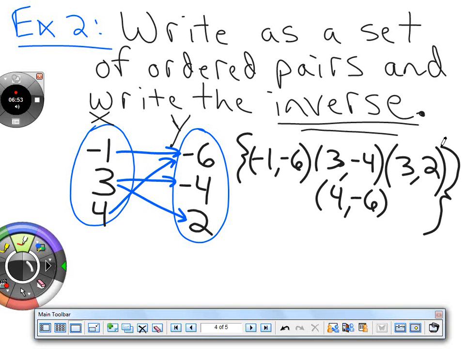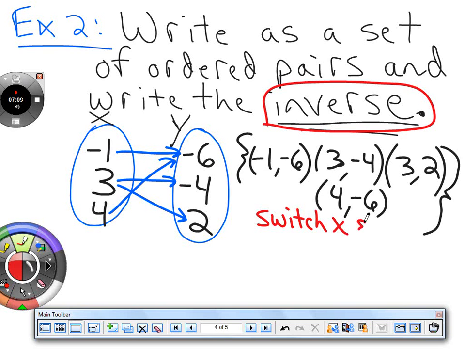Alright. Now, the thing I'm just throwing in there is called the inverse. And the inverse is just when you switch your x's and your y's. So inverse just switches the x's and the y's. It's really simple. So switch x and y. And so the inverse of this same function is the exact same thing, just switching the x's and the y's.